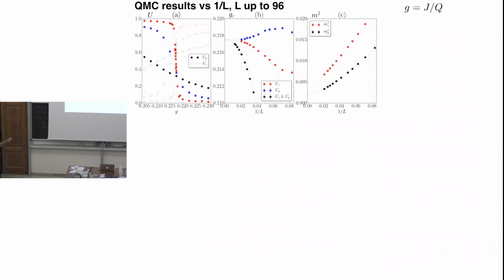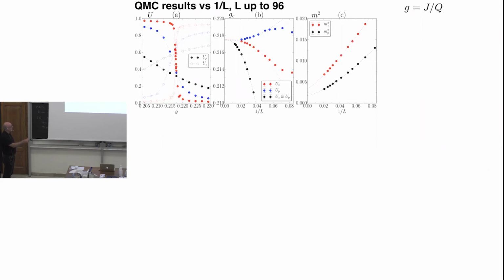So without details, this is just, again, looking at some Binder cumulants of the 2 order parameters, and we can see that there's a single transition. We can extrapolate the value of the transition in different ways using these crossing points. And now we can also look at the order parameters at the transition point. As a function of 1 over L, you see that it doesn't look like they go to 0.